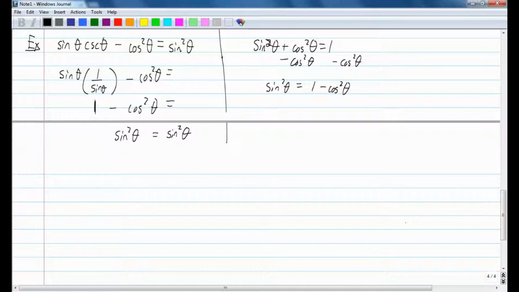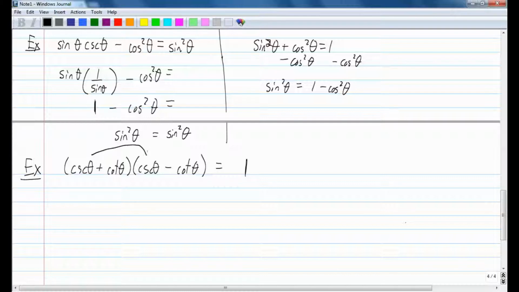Let's look at one more real quick. How about this one? Cosecant theta plus cotangent theta times cosecant theta minus cotangent theta equals 1. So I have something in parentheses times something in parentheses equals 1. Let's FOIL that out and see what we get, and then see if somehow that would simplify.